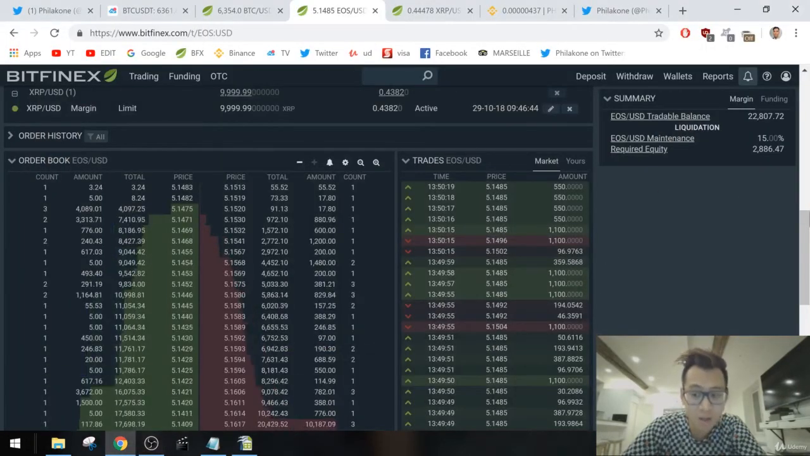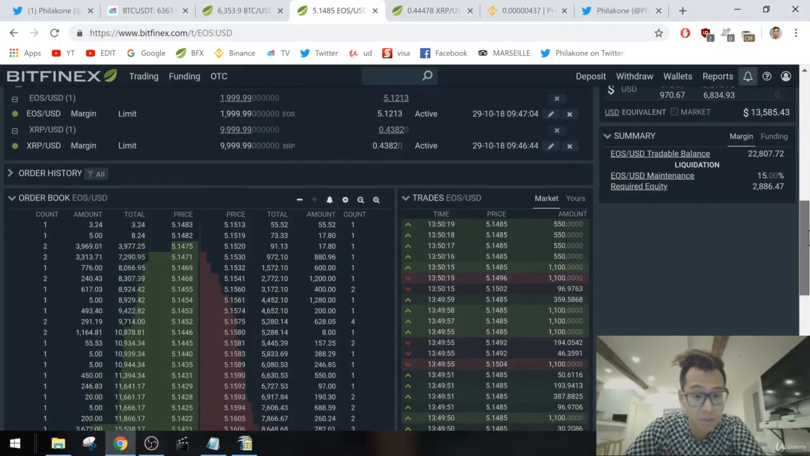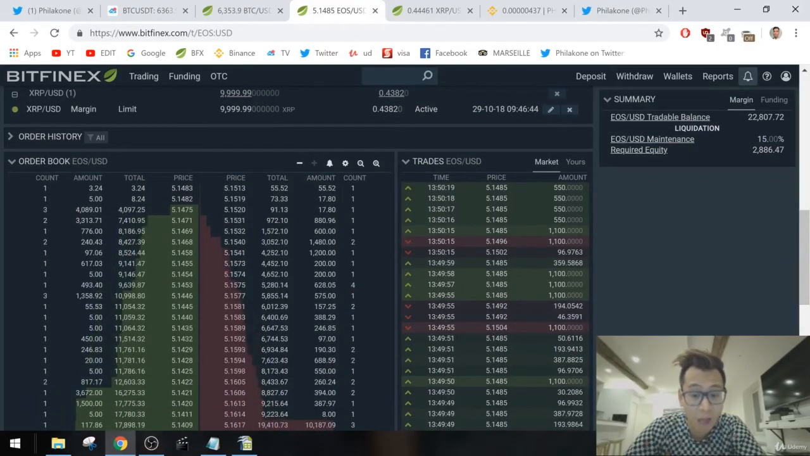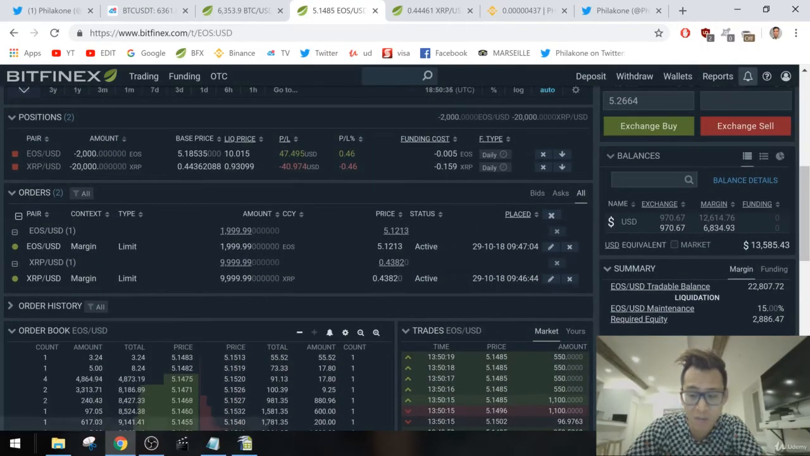1485. You guys don't see that in the order book, and you don't see that because it's a hidden wall. This guy's got a monstrous amount. He is putting up a large amount at 1485 there. Watch, let me show you, okay? Let me just give you guys an example.